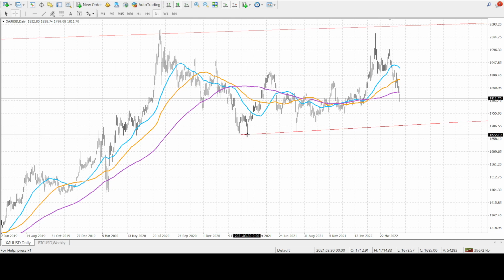See, the reason why I like gold so much for training new people is it respects a lot of these rules. It respects the moving averages. It respects patterns in most instances. The only exceptions for that are during very crazy news.